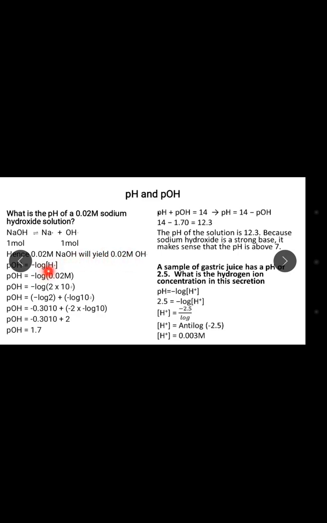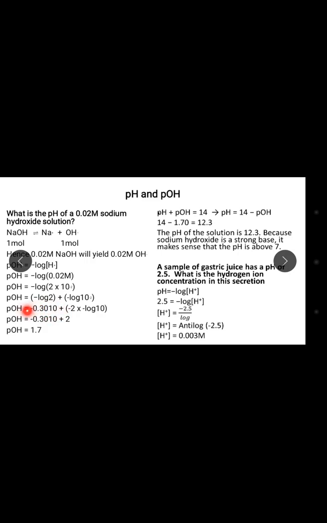Oh, what should be here is OH. pOH is minus log OH concentration. So you now substitute this value here. If you change it to standard form, you have 2 times 10 raised to the power minus 2. Just as I said earlier, open the bracket with this minus log. So you have minus log 2 plus minus log 10 raised to the power minus 2. If you press log 2, you have 0.3010.